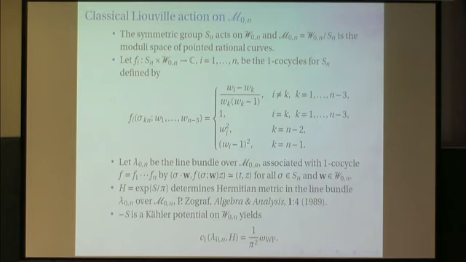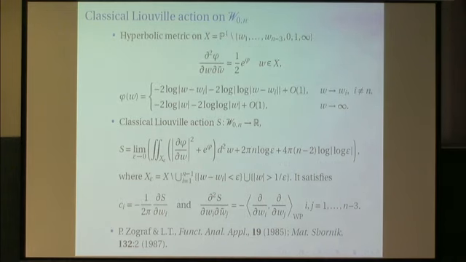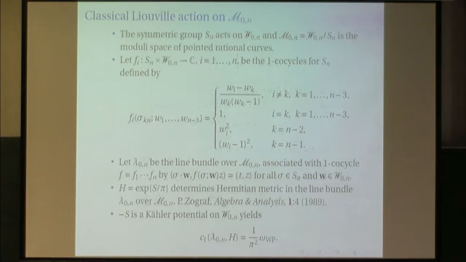And then the fact that the Liouville action is a Kähler potential for the Weil-Petersson metric on the configuration space simply says that you consider this Hermitian line bundle, and its first Chern form is the Weil-Petersson metric. So that's the metric description of the Weil-Petersson metric. The Weil-Petersson metric appears as the curvature form of an explicit line bundle.